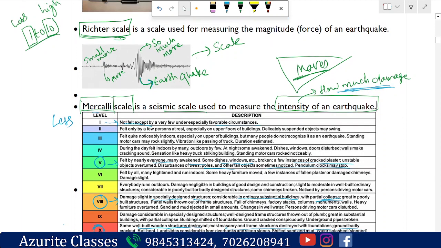12 did not happen. There was an 8.5 to 9.5 earthquake that happened recently. It was in Nepal, right? You may have seen it.